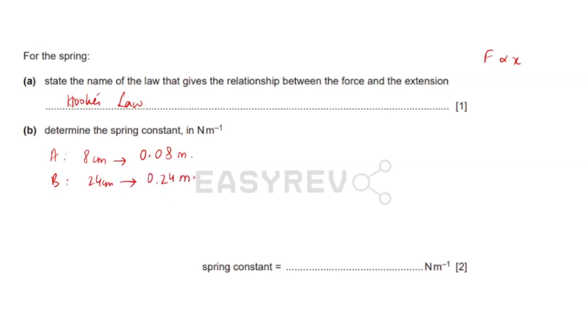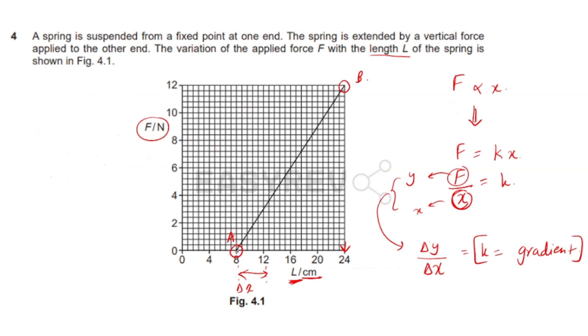0.24 meters, right? Next, we want to also look at the corresponding forces. Now, for point A, the force that's exerted is 0 newtons.